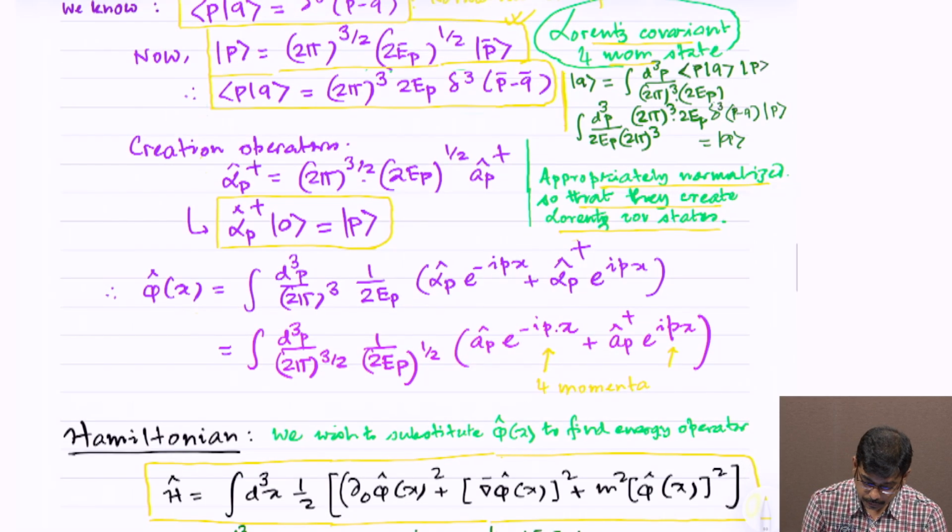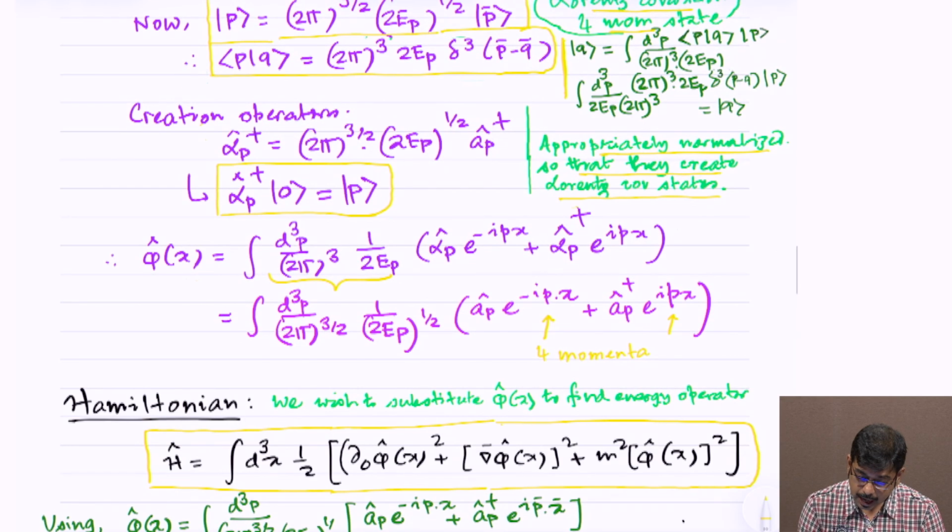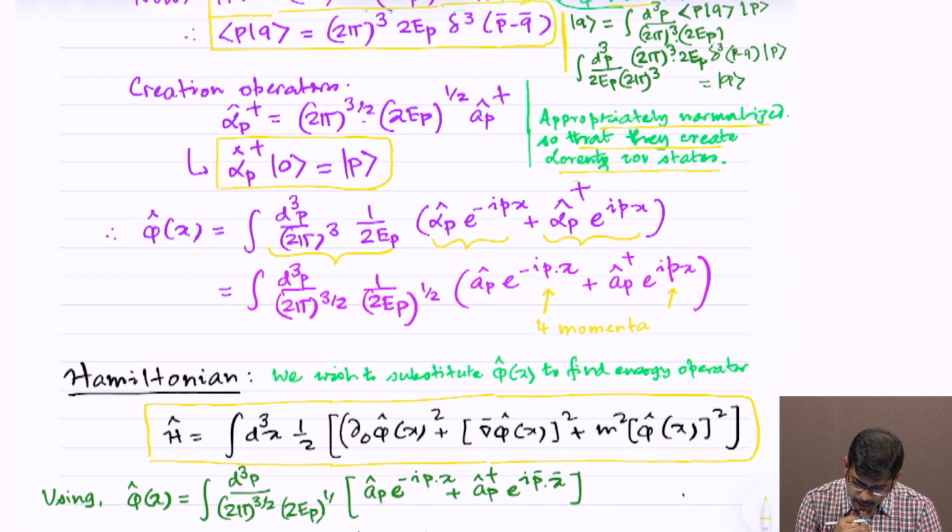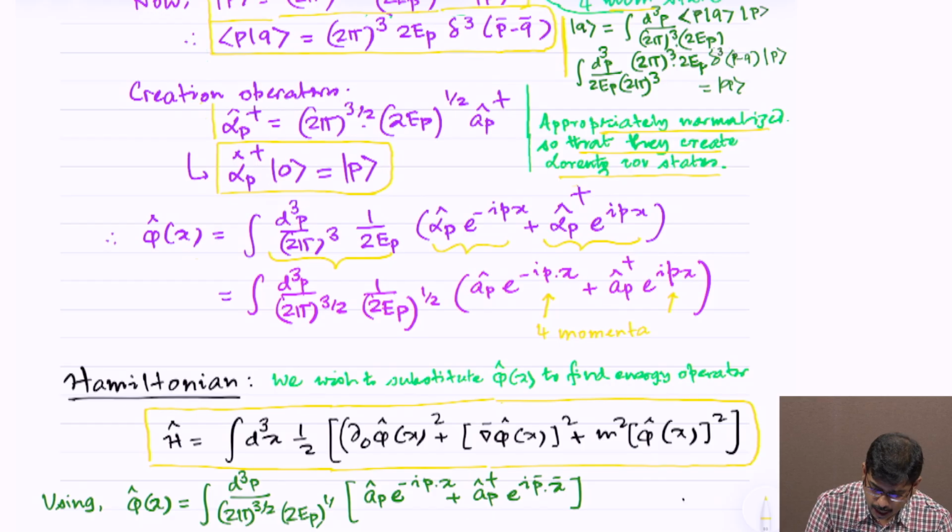Okay. So, then you can argue that now with all these things put together, φ(x), the mode expansion, should in principle be the Lorentz invariant phase space measure, which is d³p by (2π)^3 into 1 by 2E_p into α_p e^(−ipx) plus α_p† e^(ipx), because this α_p† and α_p are going to create a Lorentz covariant 4 momentum state or annihilate one.